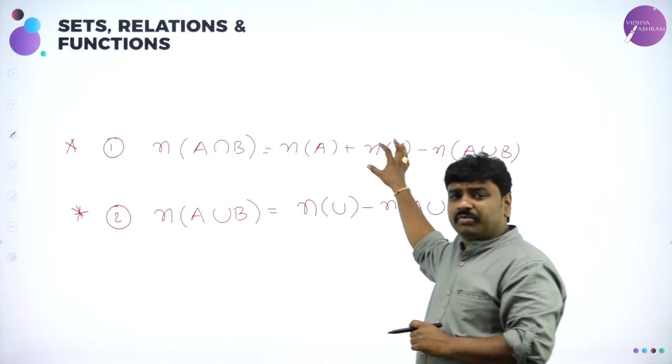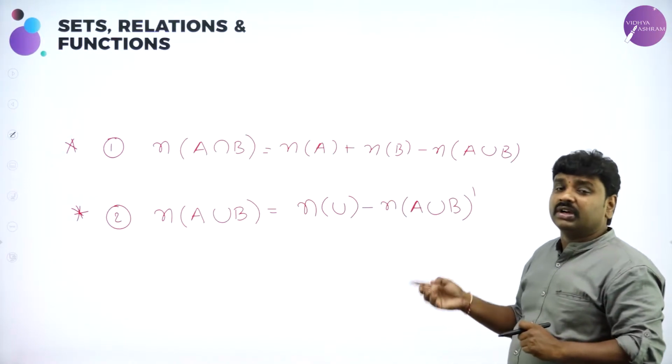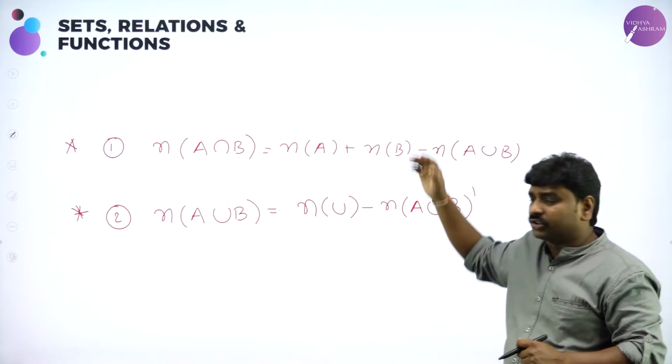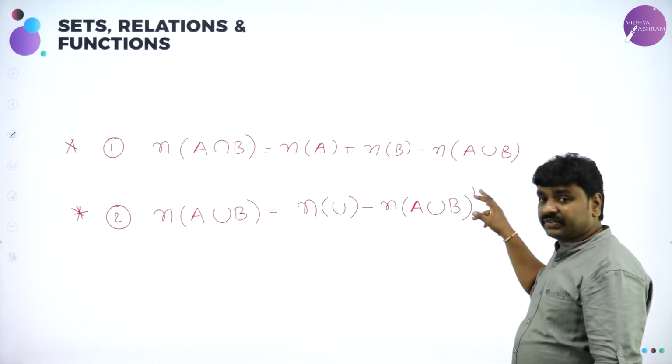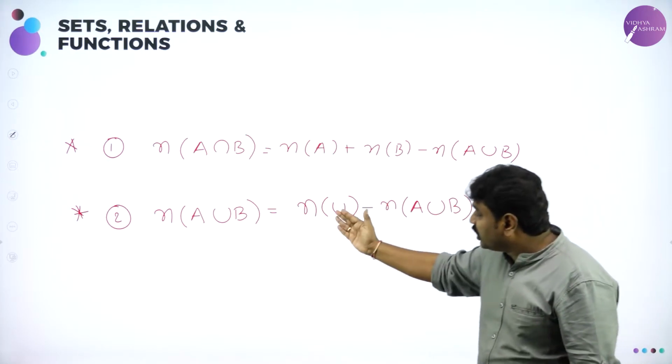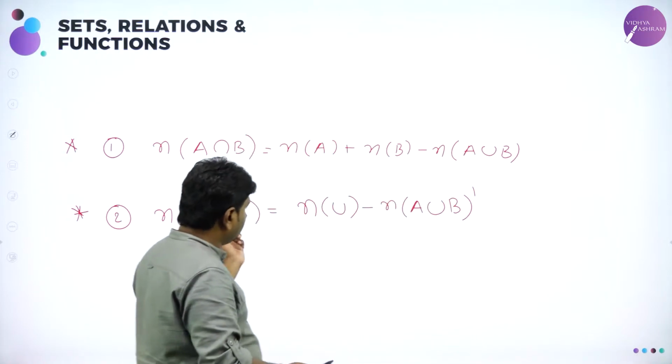Add n of A and n of B and remove the union. If you want the intersection, from n of A plus n of B, remove the union. Similarly, if you want the union, you can do it the other way also. When you know the universal set and you know (A union B) the whole dash, from the universal set, if you remove the complement, you will get the set. Not only union, any set.